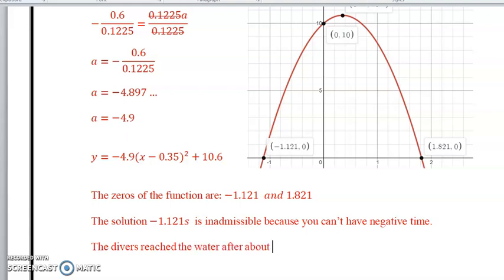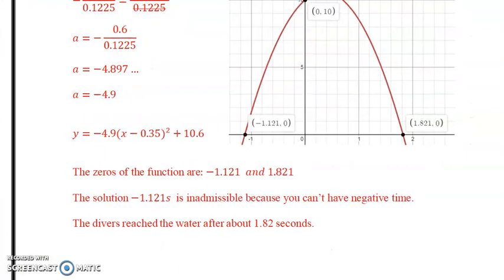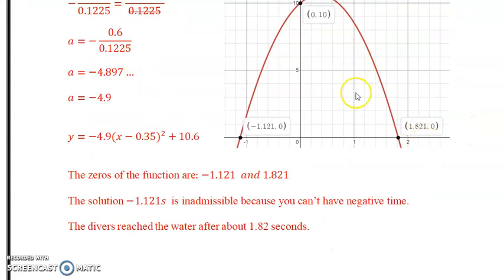Okay? So to answer the question, the divers reached the water after about 1.82 seconds. So that means they were in the air for 8.32 seconds. All right? So that's it for this example.